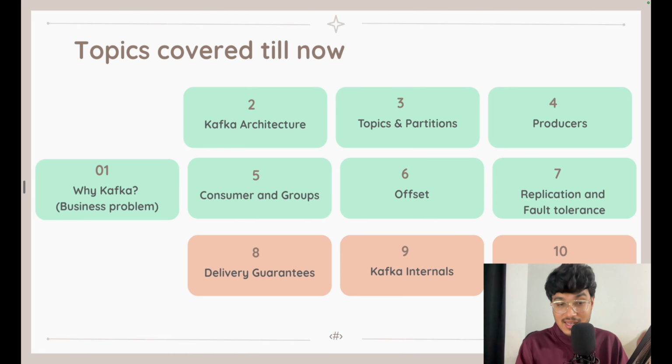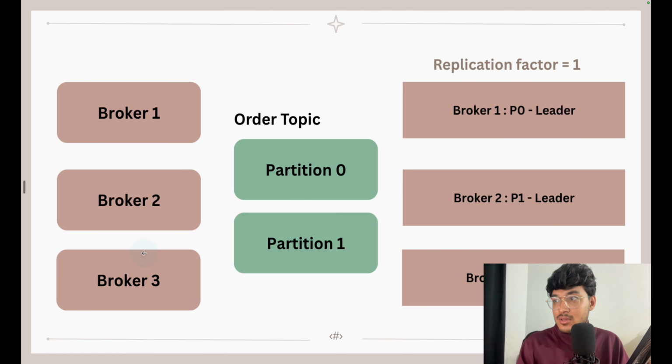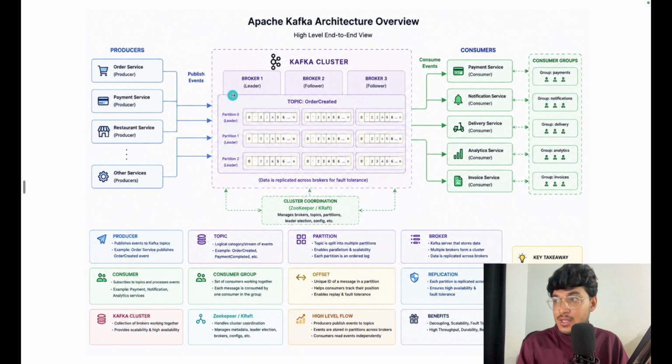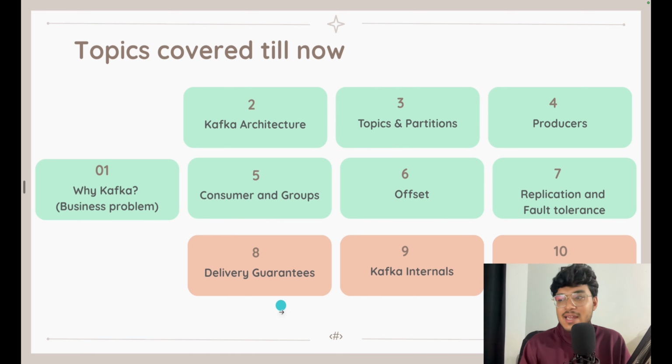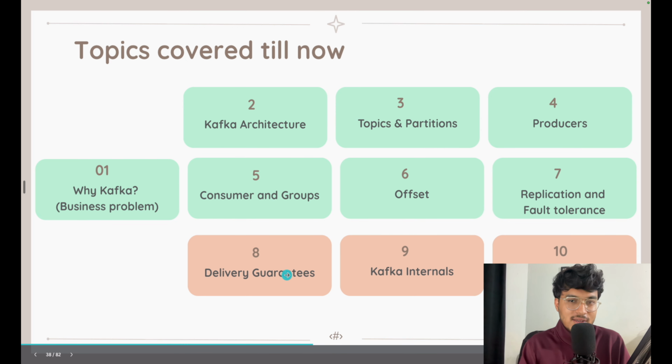But what if the leader receives an event from the producer? Let's suppose the leader received an event from one of the producers, but before any of the replicas copied it, the leader crashes. So in this case, will Kafka lose the event? Okay, so think about it. In the next video, we are going to see delivery guarantees, where we will find the answer to it.